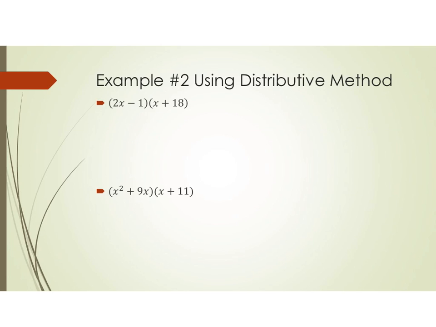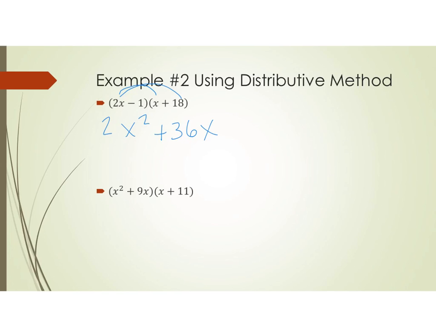I'm going to first teach you how to use the distributive property. What we have here is two polynomials multiplying each other. To use the distributive property, we are going to distribute every term. I'm going to start with the first term, 2x, and distribute it to the second polynomial. And let's do the multiplying. 2x times x, 2x squared, 2x times 18, 36x.